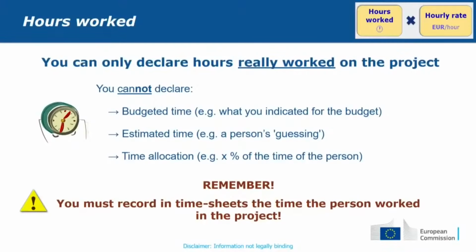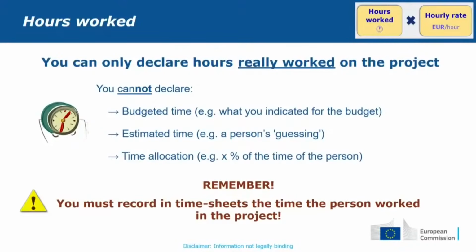And there, in your timesheets, you cannot declare budgeted time. So it's irrelevant if at the beginning you estimated that the person will work 3 months in the project and eventually you needed 6. You cannot declare the budgeted time. You must declare the reality of the time worked in the action. Similarly, you cannot declare estimated time. So it's not about at the end of the year, well, I think that the person worked 500 hours in the project and I declare these 500 hours. It does not work like that. You cannot declare estimated time.